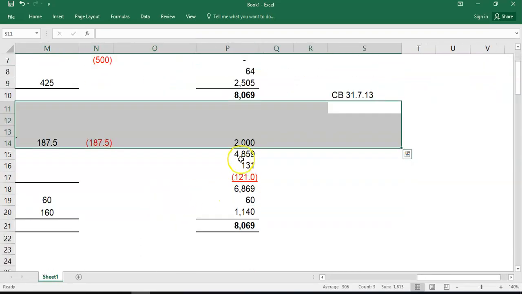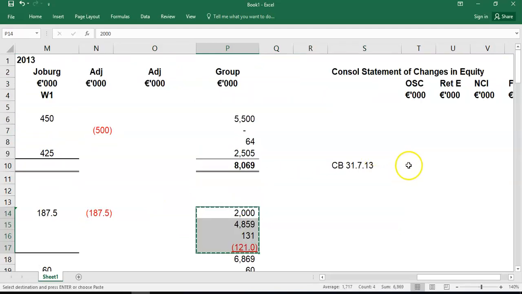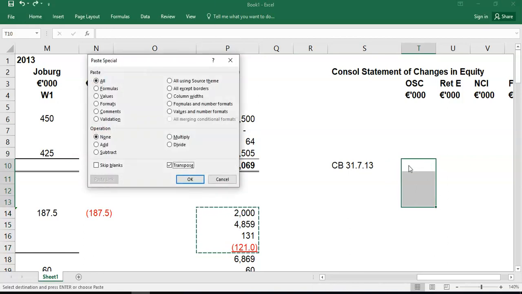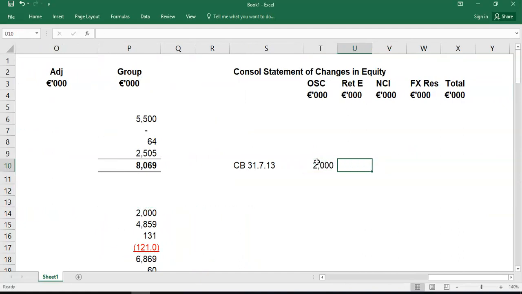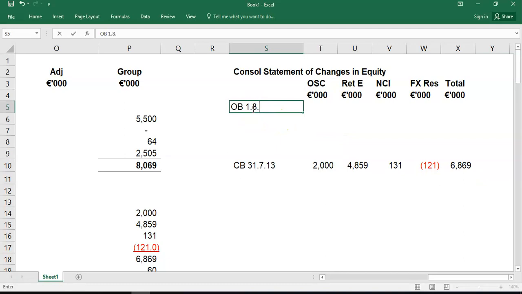Right, so your closing balances are here, 2 million. Let's see where it across. So you have 2,485,9, 131, and minus 121. Just tidy that up to make sure it's easy to see. And then the total equity at the closing is 6869. So you always start with that, and you're working towards the opening balance. The opening balance is the 1st of August 2012, now remember.